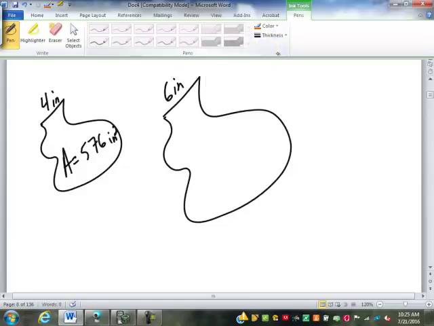And over here you've enlarged this to be 6 inches. How do you find that area? Well, what is my ratio of lengths? 4 to 6. Now, before I do anything with that, I'm going to reduce that. 4 to 6 can be reduced to what? 2 to 3. Yeah.